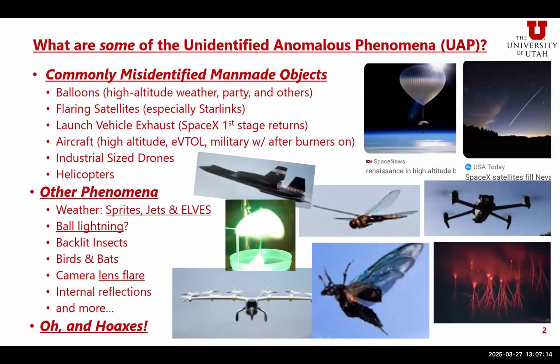And then high altitude aircraft, eVTOLs, or basically vertical takeoff and landing aircraft, some of which you see down here in the bottom left. And then just industrial size drones, because people aren't used to seeing drones that big, especially if they're flying at night, potentially helicopters at a distance. And then there are other phenomena like weather sprites, jets, and elves. You'll see those down here on the right-hand side. And I've actually been through and looked at cases where I had backlit insects in two cases.